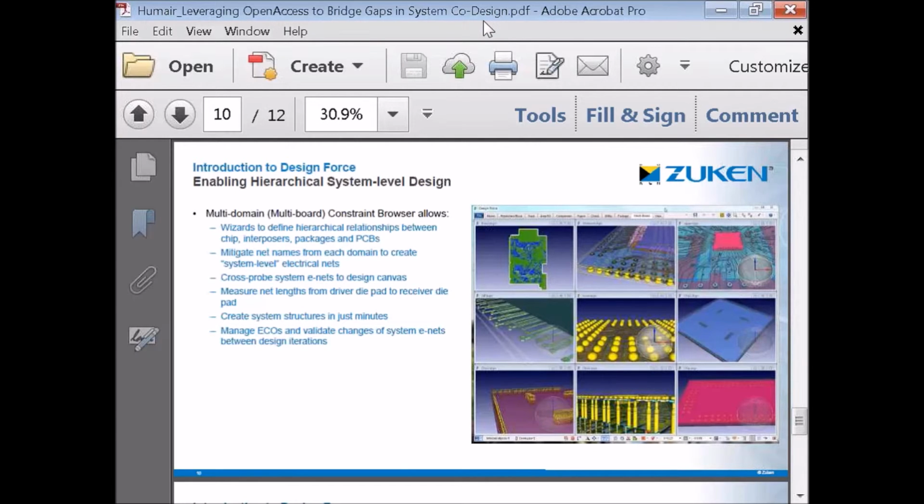So we have wizards that go through and create system level electrical nets and then create one full system assembly view, and then allow you to start concurrent designing, doing live trade-offs across the systems. If you make a pin swap on a chip to a package, then you can also propagate that to a PCB as well. So we're able to really take advantage of open access and open the door to true co-design methodology in this kind of environment. So if anybody has more questions or wants to know more about that, I'd be more than happy to share that offline. Can we go to the next slide?